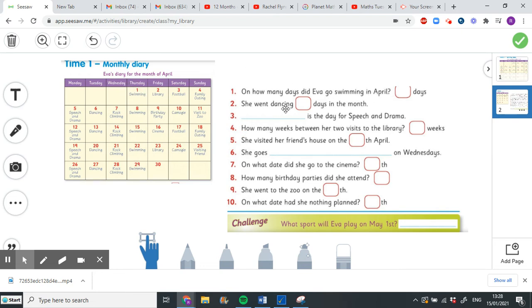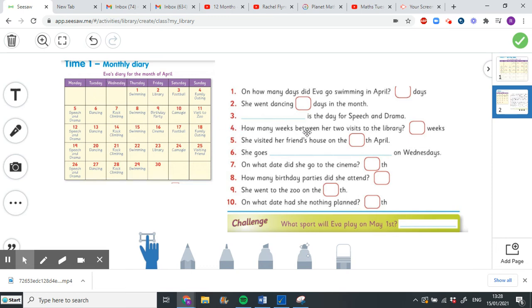Question 2, she went dancing. On how many days in the month? So go through the days that she went dancing. Question 3, something is the day for her speech and drama. So what day, like swimming was Thursdays, Tuesdays was dancing. So what day is her speech and drama?